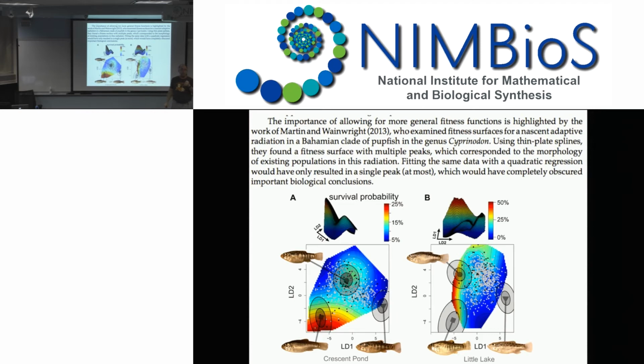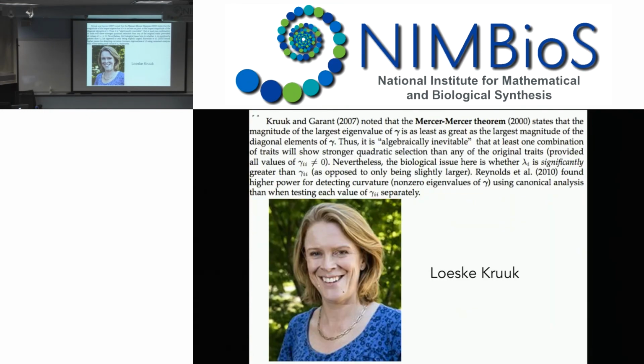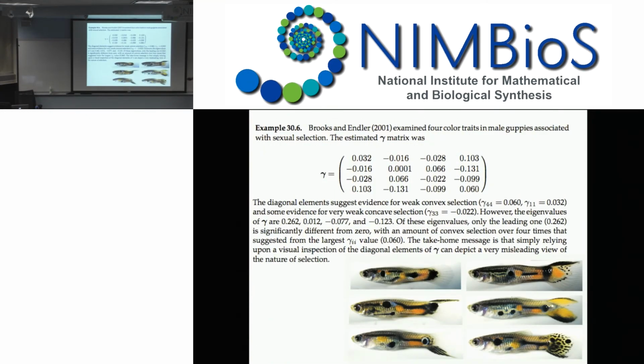When you have a quadratic surface, there's one extremum point, and that's it. If your data is naturally two or multi-humped, then you want to use thin plate splines or projection pursuit regression. So here is an example from Blows. I think Mark was involved, I think Rob Brooks was involved in this as well, on, again, traits in guppies. So spot size, spot placement, color length, and females use these to make choice of males. It's like, wow, check out those double spots.